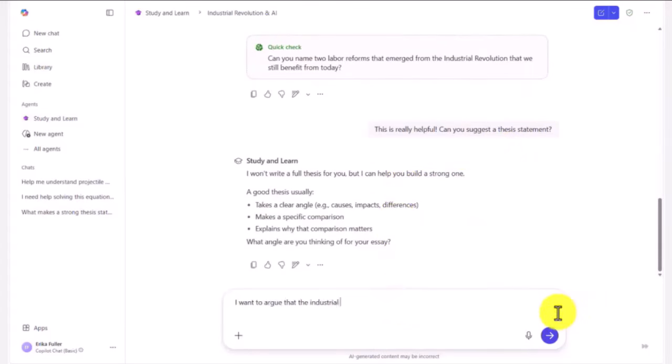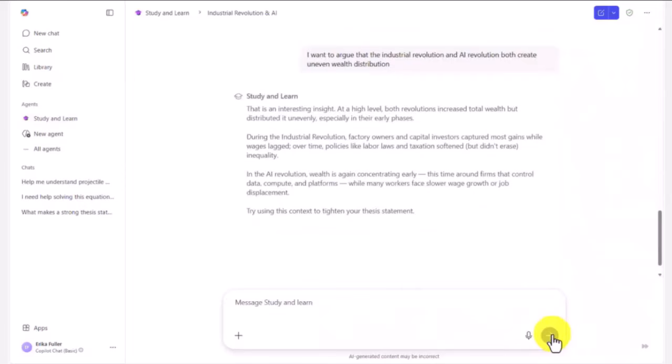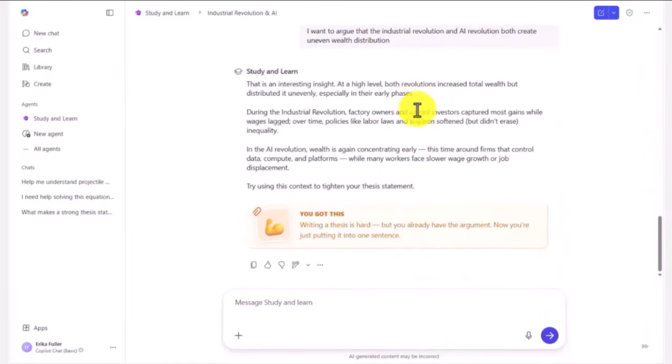The agent does not write. It'll say, well, here's what a good thesis statement looks like. Attempt one, and I'll help you make it stronger, but I'm not going to do the writing for you. So this agent does not write for students. And so as they do the writing, it'll give them feedback. And so on it goes.